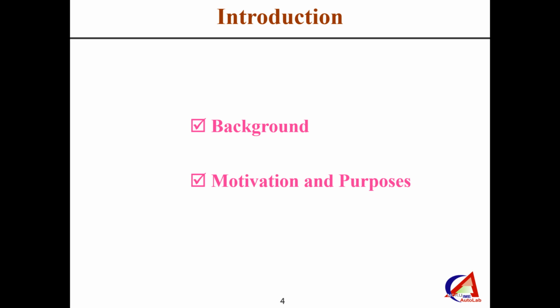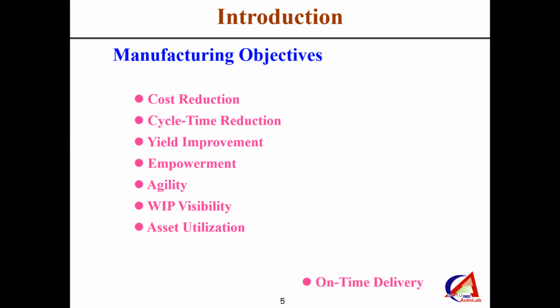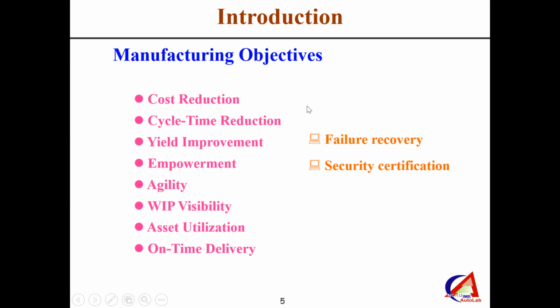Introduction, the background and the motivation why we need a manufacturing execution system. The manufacturing objectives are cost reduction, cycle time reduction, yield improvement, etc. So this is the ordinary requirement of a manufacturing execution system. And the other two here, which I try to add to this system, are failure recovery and security certification. But anyhow, this is just an example.